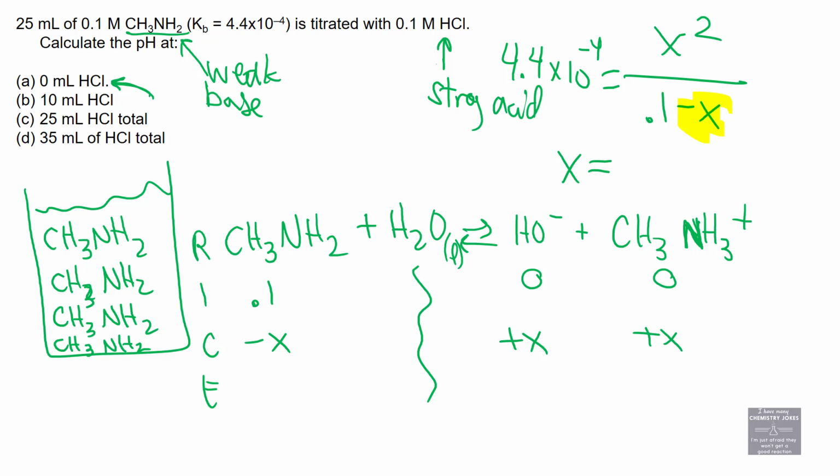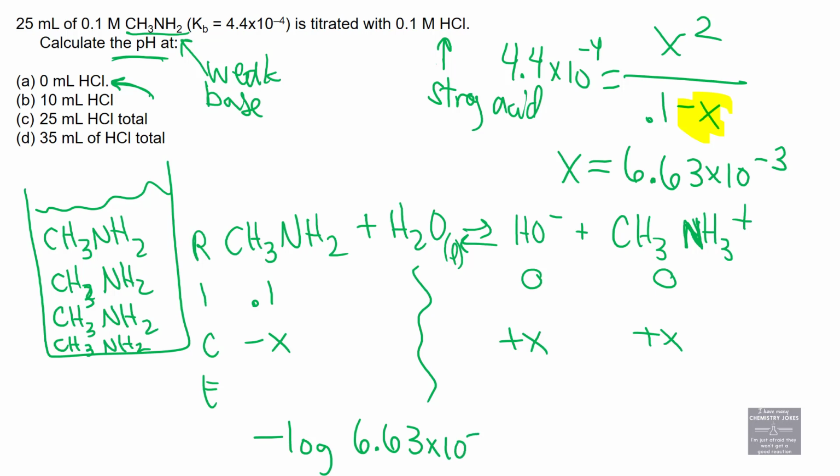X equals 6.63 times 10 to the negative 3. So if we're told to find the pH, that would be minus the log of 6.63 times 10 to the negative 3 equals pOH. pOH is 2.18 according to my notes. 14 minus that, pH is 11.82.